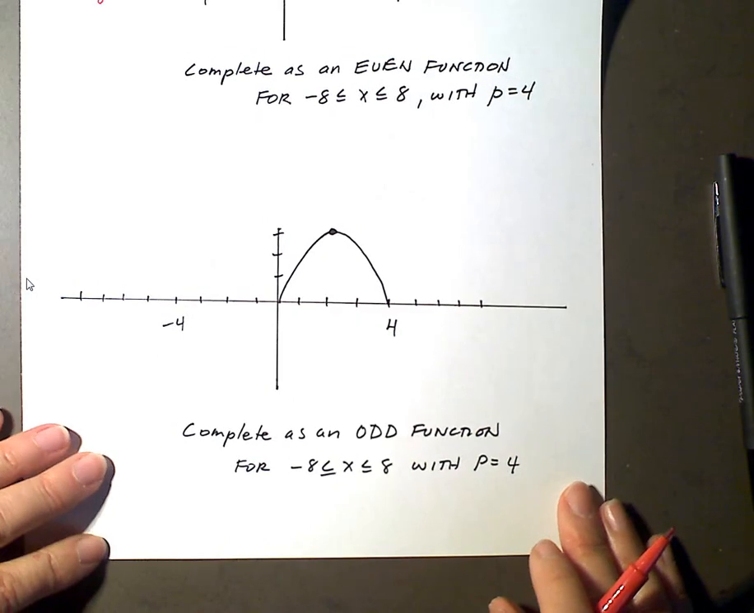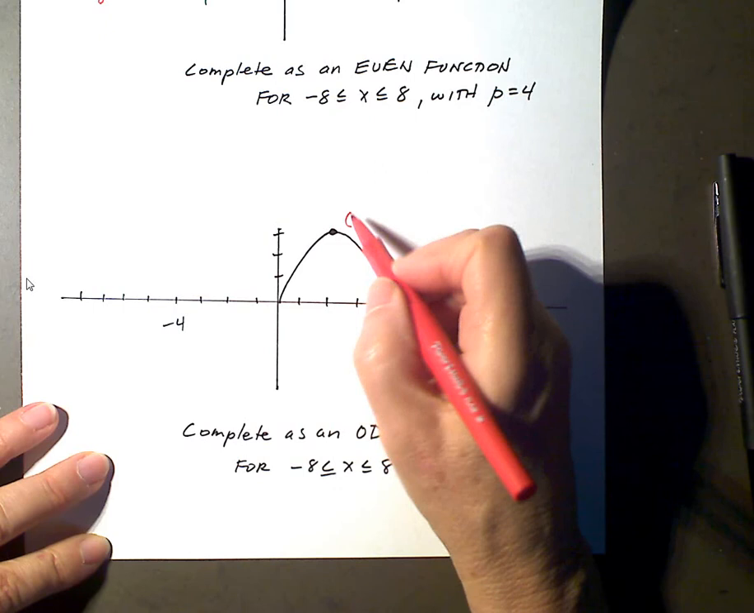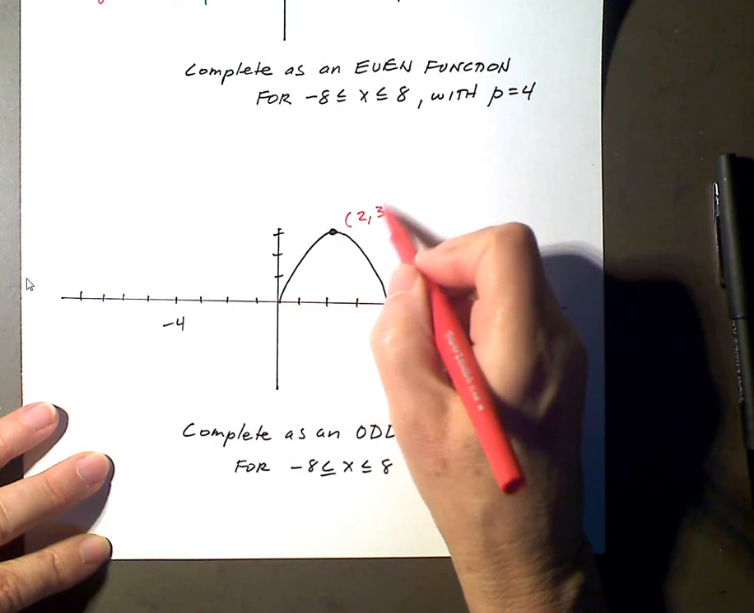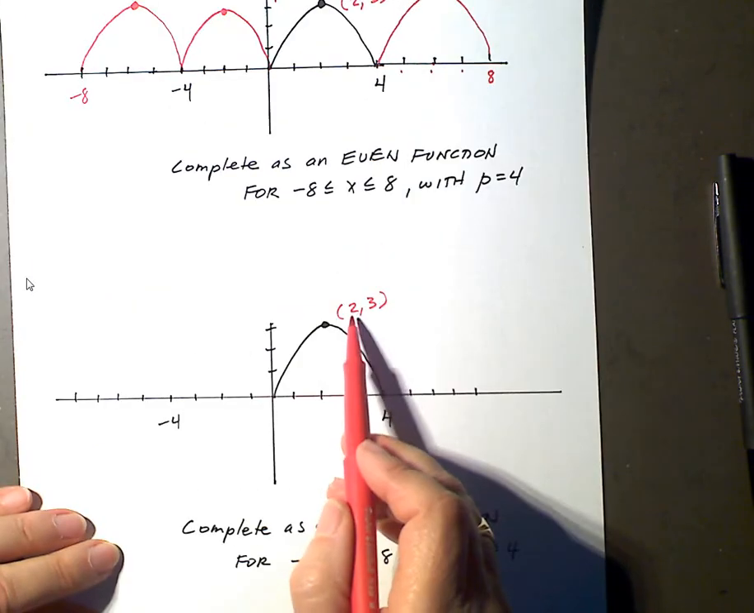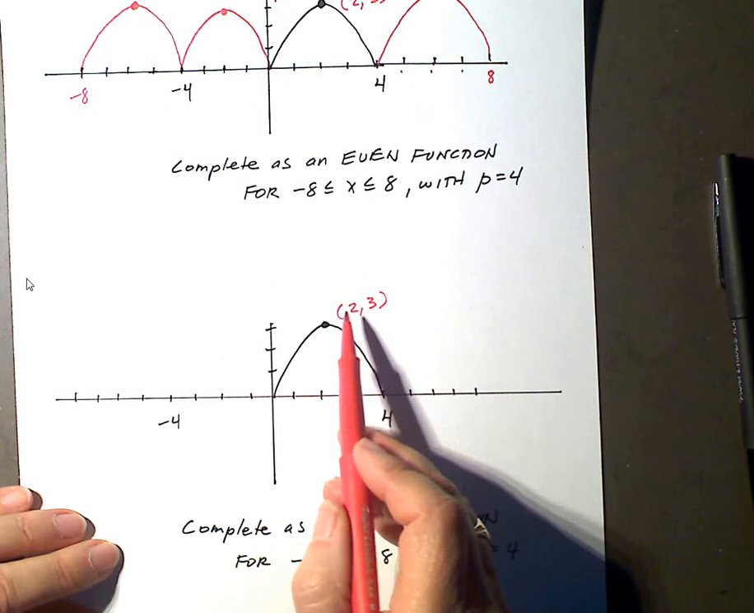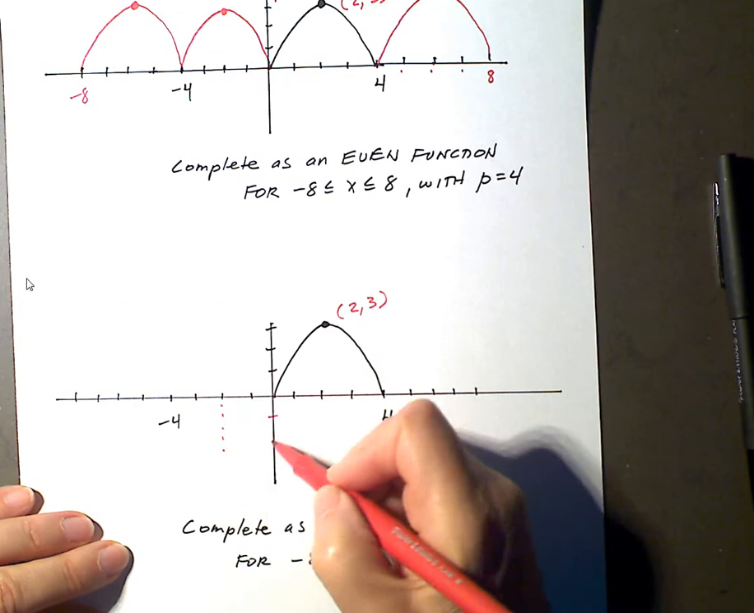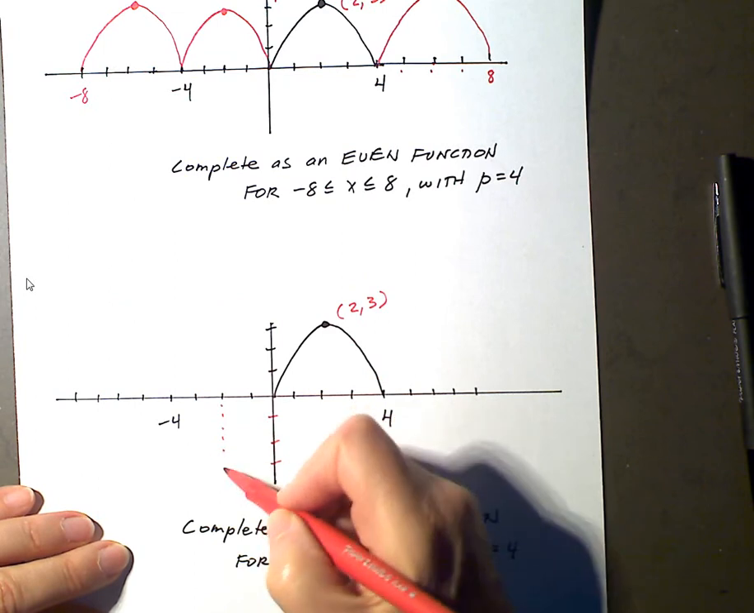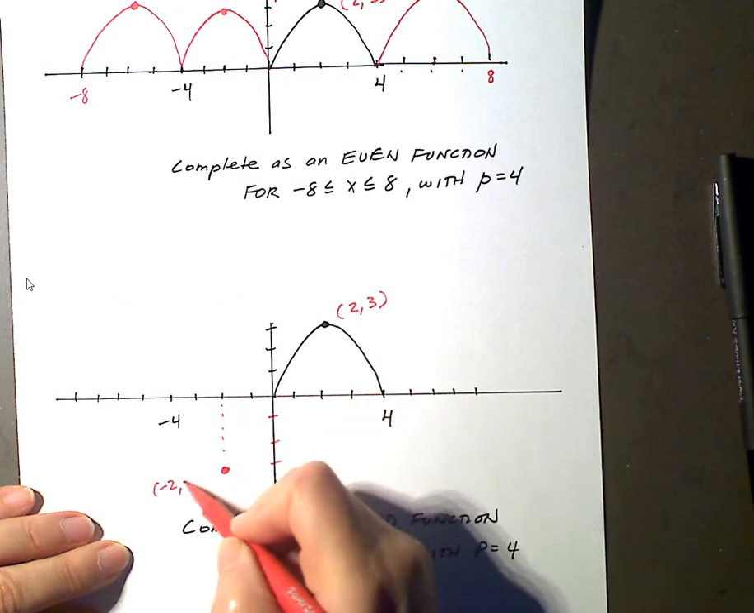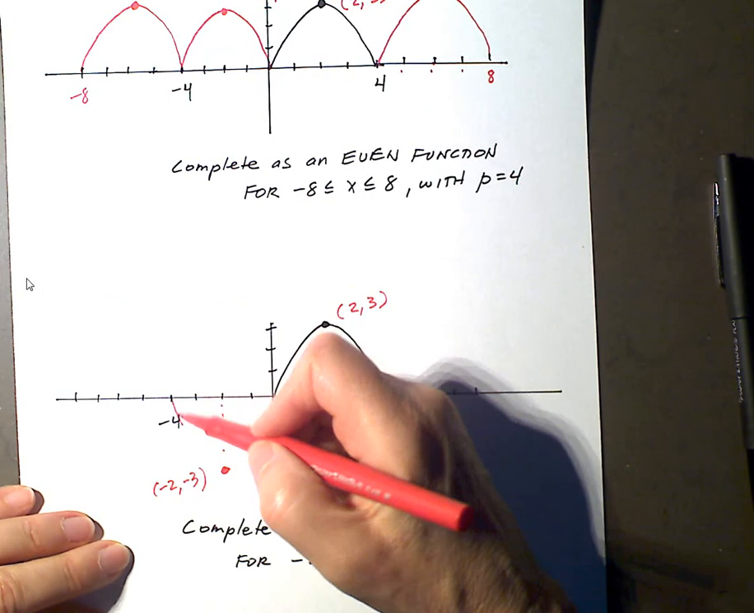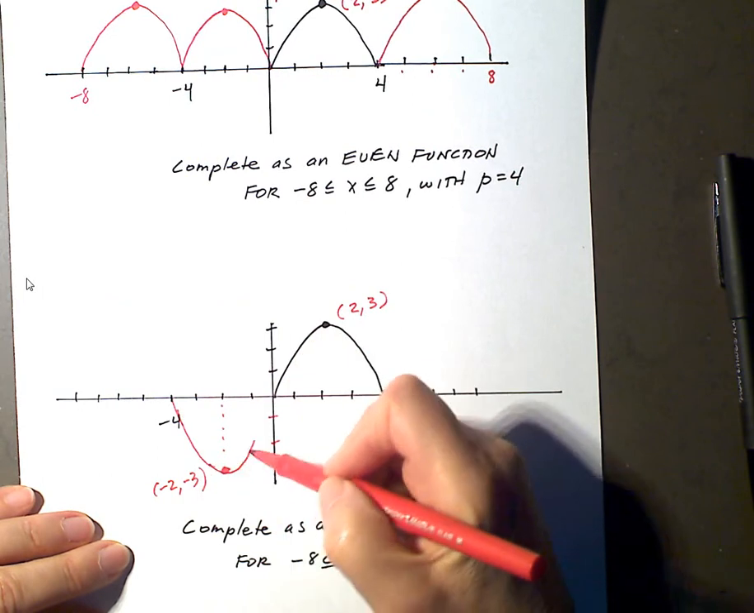So again, the period is 4, and this ordered pair, this is 2, 3. So if this is an odd function, when I put in a negative 2, it should give me back a negative 3 in this function. So that's going to be down here. So if I go down to negative 3, that will be on the graph. So I can go like so.